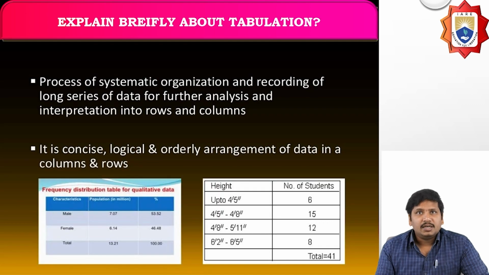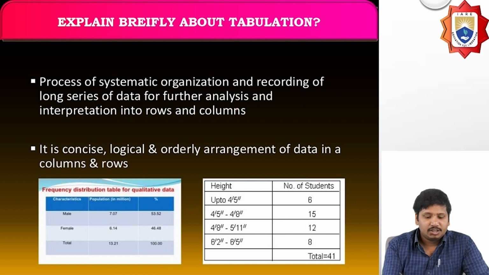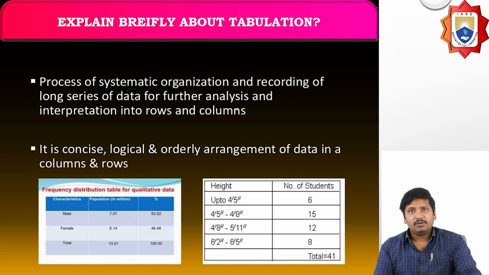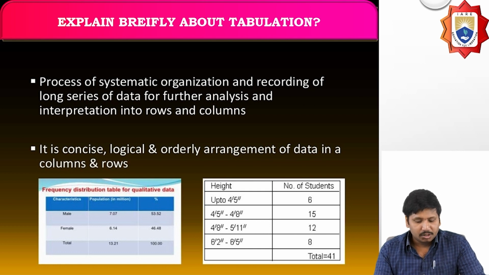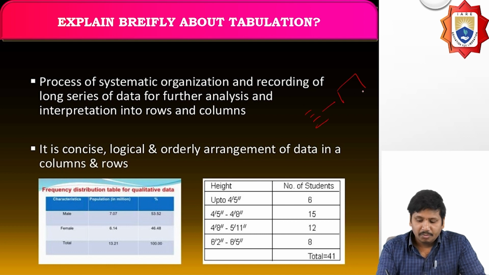And next one is, explain briefly about the tabulation. That means it is the process of systematic organization and recording of long series of data, for further analysis and interpretation, into rows and columns. So whatever data we have is going to be represented in the form of a table, so that it is a better presentation of that data.